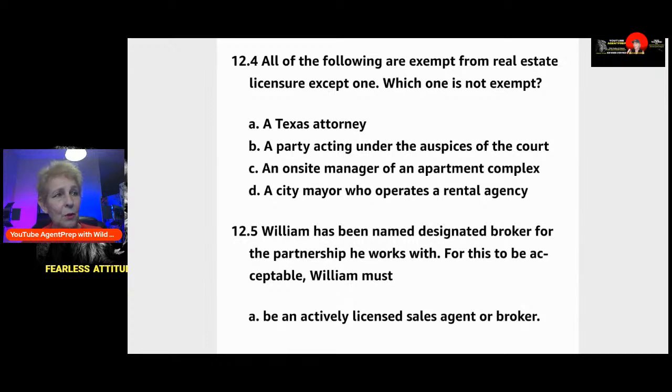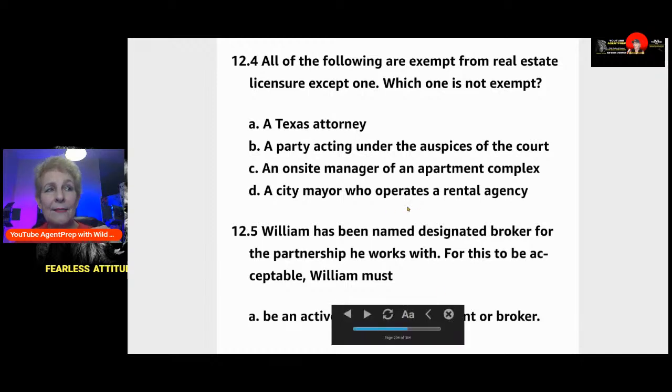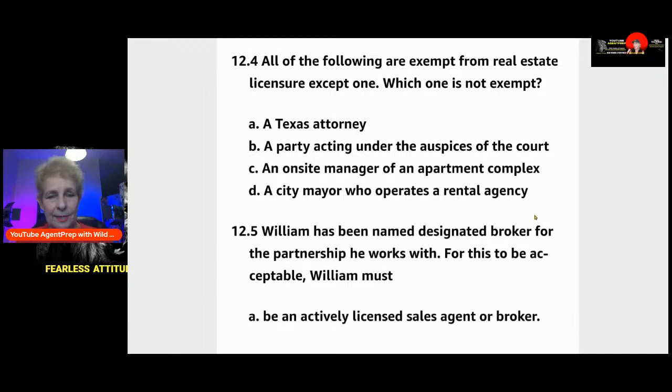Well, let's see. Most of you answered C. And the answer is D, as in dog. A city mayor who operates a rental agency. So he's dealing with tenants, right? And that is a property manager, right? An on-site manager of an apartment complex.